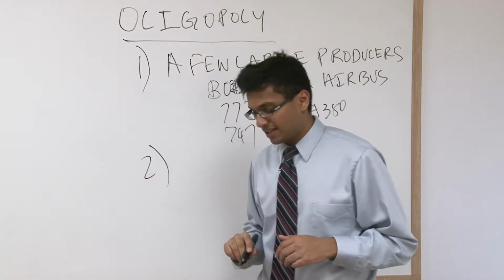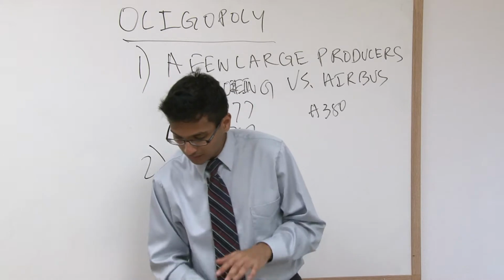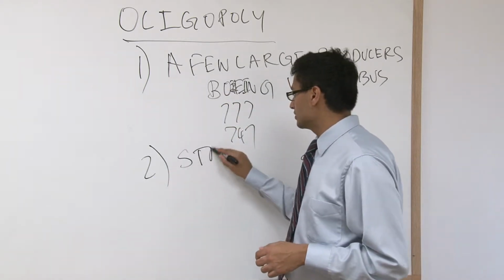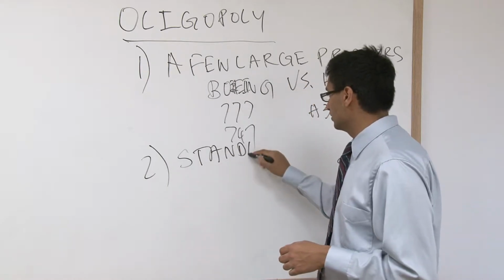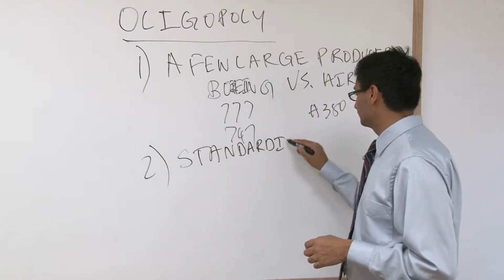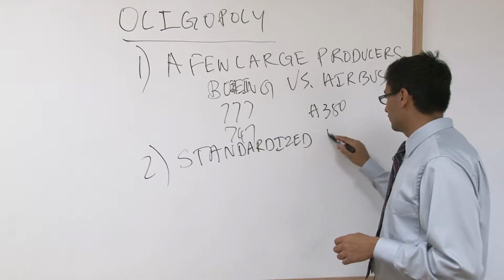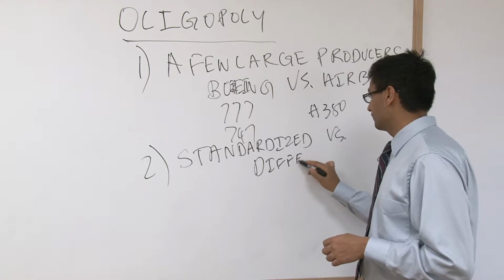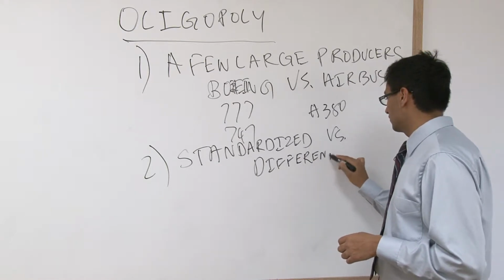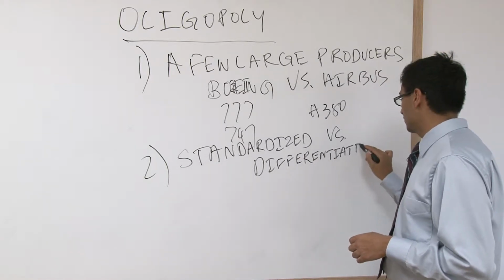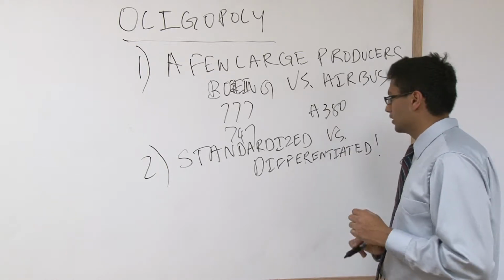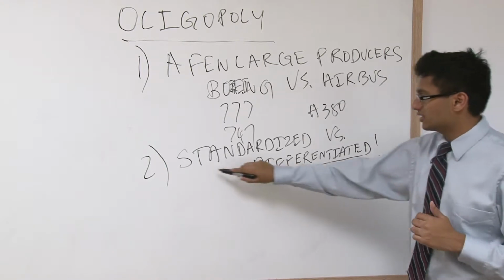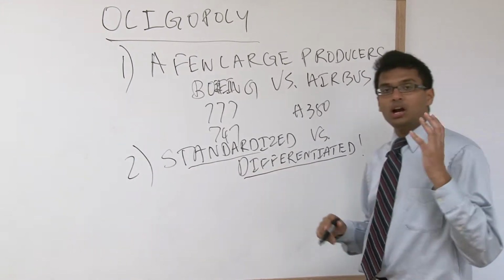The second characteristic is a differentiated or standardized product. Let's talk about this: standardized versus differentiated. Let's talk about a standardized product first, and then we'll talk about a differentiated product.